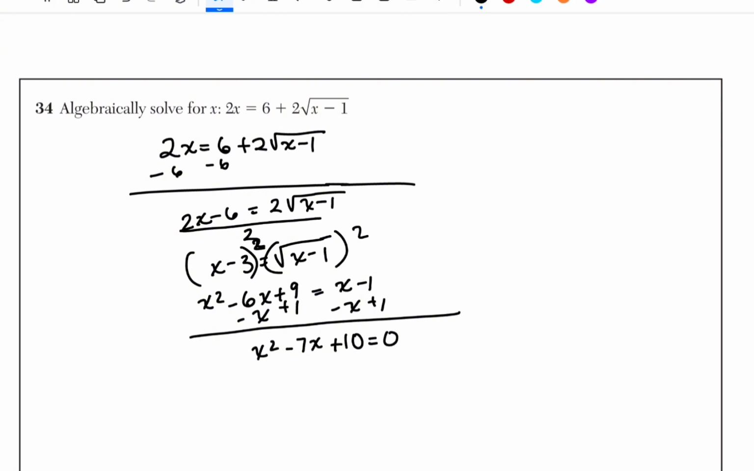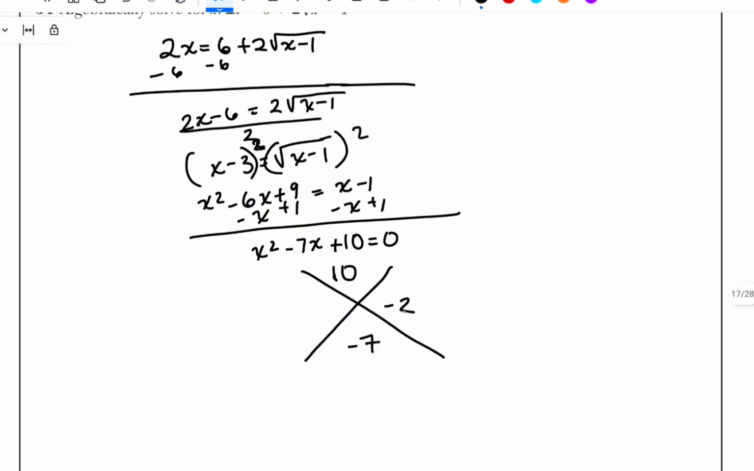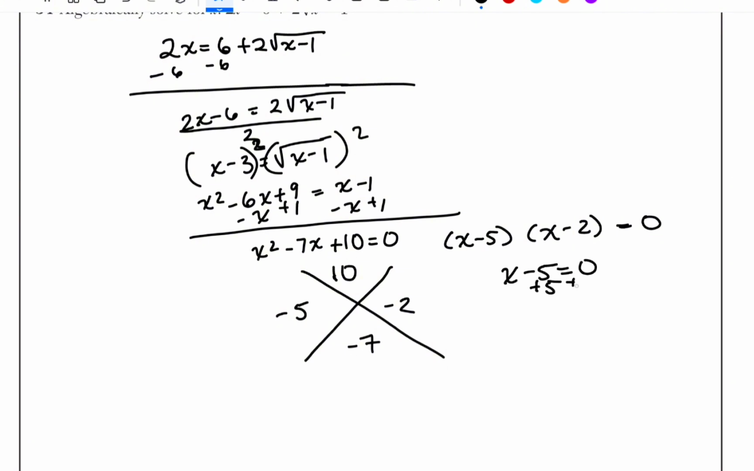Now to find the values of x, what I can do is I can factor. So I like doing the x method. So what two numbers multiply to get 10 and add to get negative 7? Well, we can use negative 2 and negative 5. So we write that as x minus 5, x minus 2, set that equal to 0. So our x minus 5 equals 0, add 5 to both sides. X minus 2 equals 0, add 2 to both sides. So x can either be 5 or can be 2.